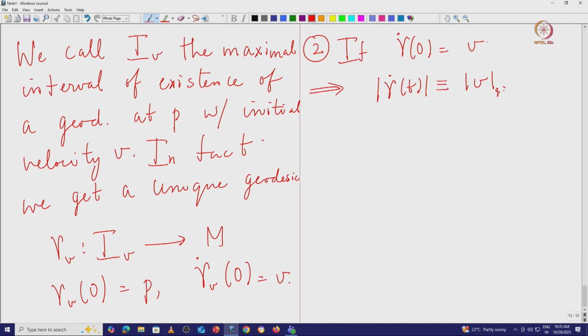Alright, so that completes our discussion of the existence and uniqueness of geodesics. So next time we'll start our discussion about the first variation formula. That really tells you why the geodesic equation is important and how it arises naturally if you are trying to find the shortest path between 2 points. Okay.